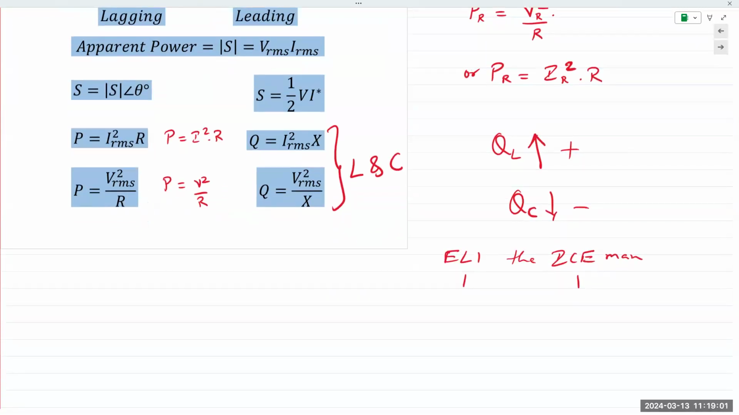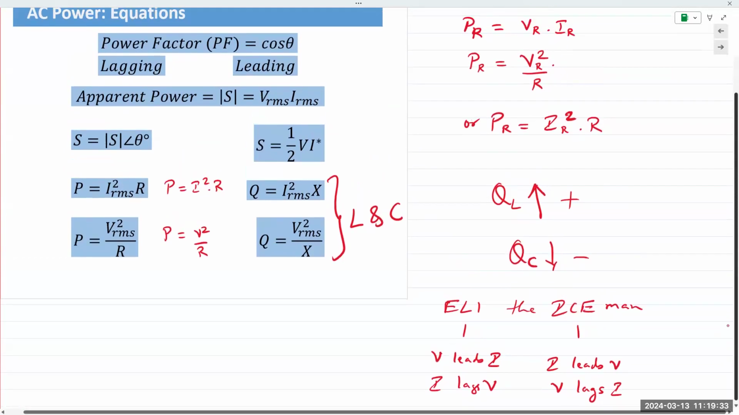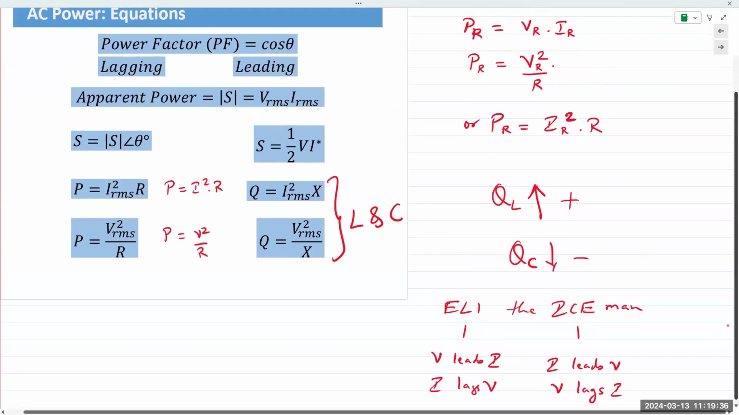So this mnemonic simply tells you that for an inductor, the voltage comes before the current, meaning the voltage leads the current by 90 degrees. For a capacitor, it's the exact opposite. So for an inductor, voltage leads current, or you could say current lags the voltage. For a capacitor, current leads voltage, or voltage lags current. In both cases, the difference is 90 degrees.